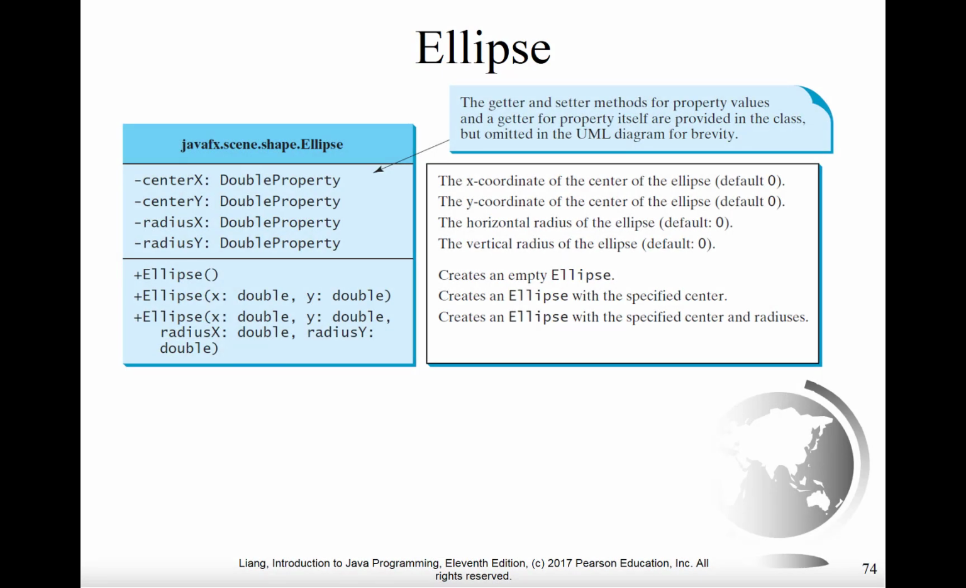The constructors for the ellipse are very similar. We can either create an empty ellipse, an ellipse with a specified x, y center, or an ellipse with, this time, 4 arguments, because we have x and y coordinates for the center, but now we have 2 radii, an x radius and a y radius, which can be independently set. When they match, we just have a circle. When they're different, we actually have an ellipse.